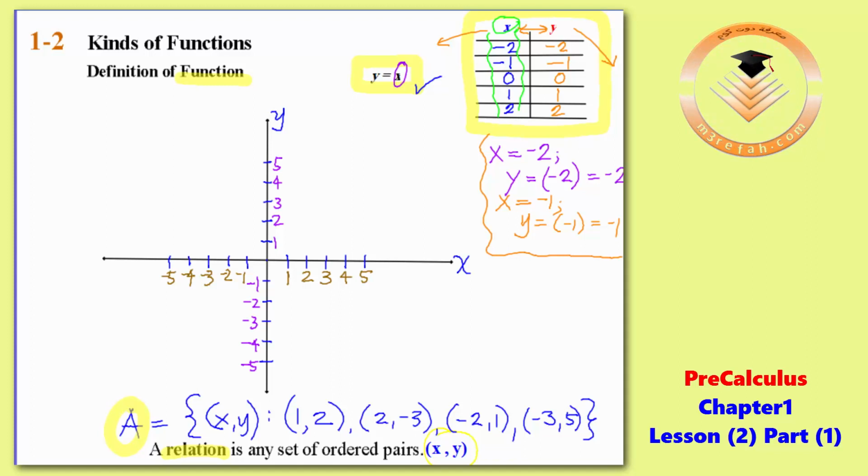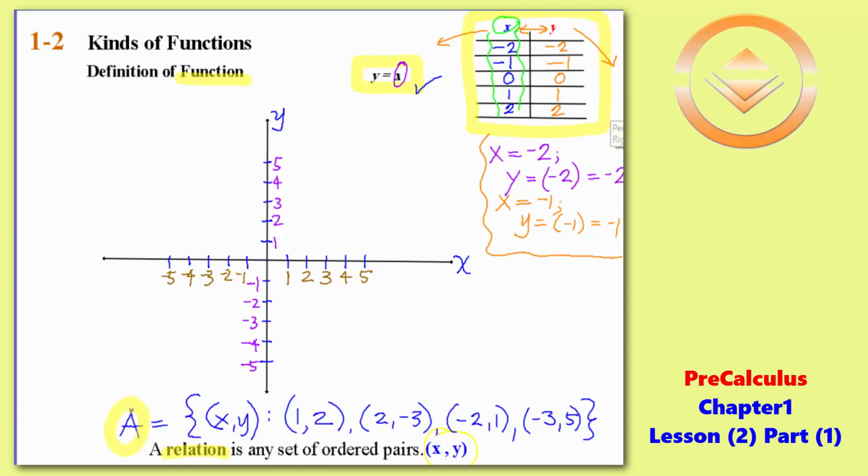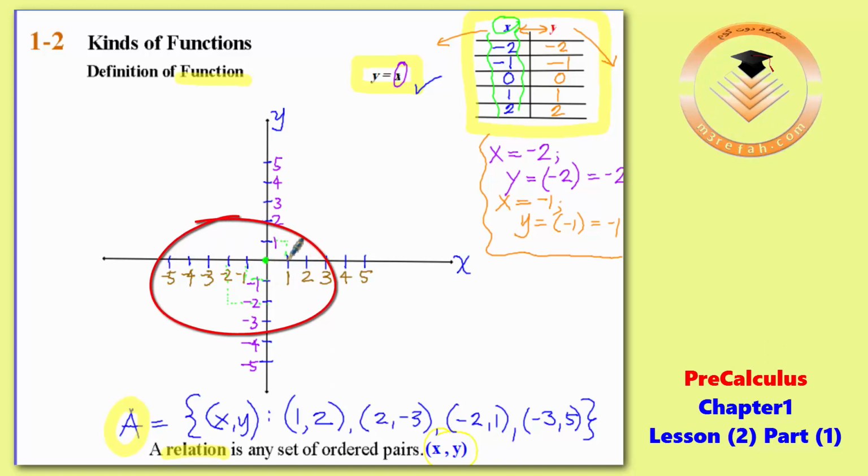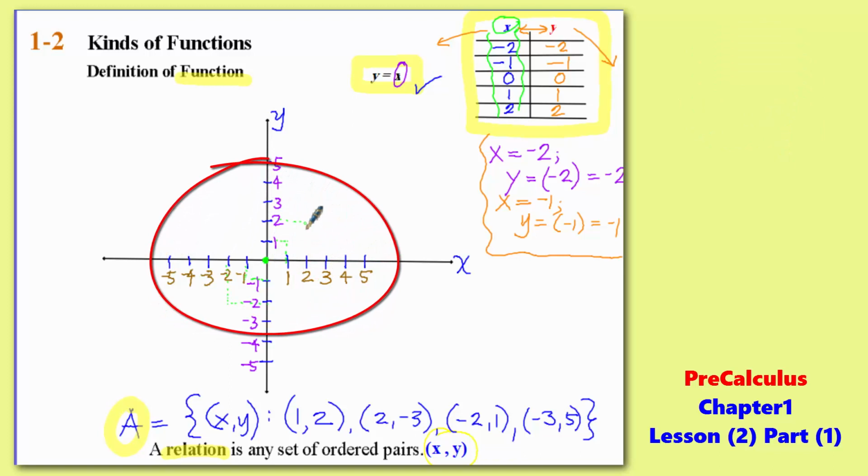So let us plot the points then. We have (-2, -2), so it would be somewhere here. And we have (-1, -1), so it would be here. And we have the origin. And we have (1, 1), and (2, 2).